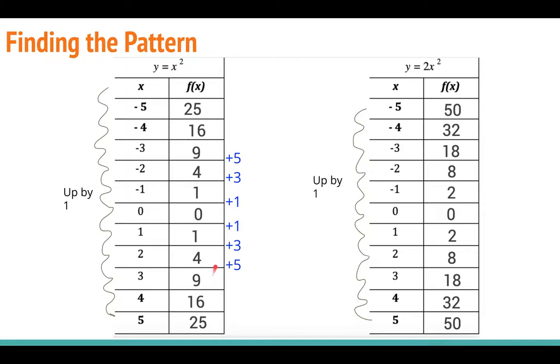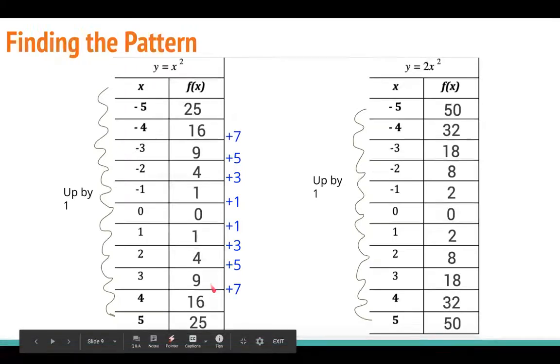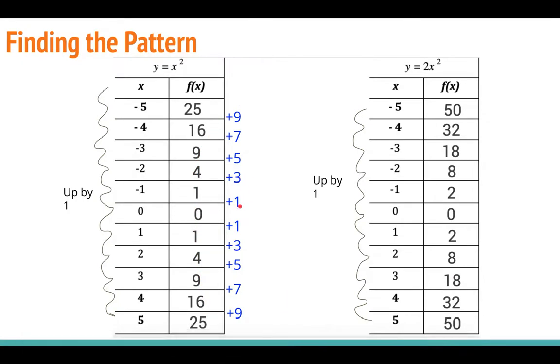4 to 9, it went up by 5. 9 to 16, went up by 7. 16 to 25, it went up by 9. And it's the same on both sides. So what you notice about these is that this difference is just 2 each time.